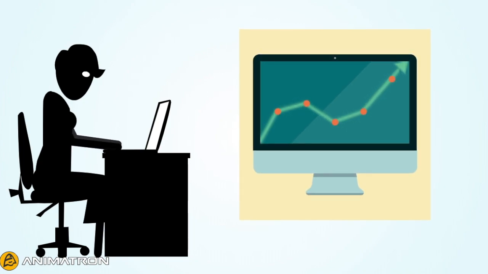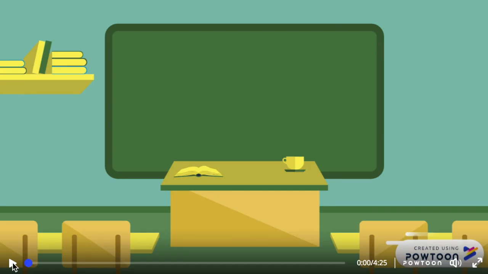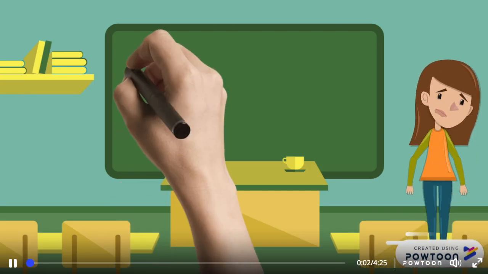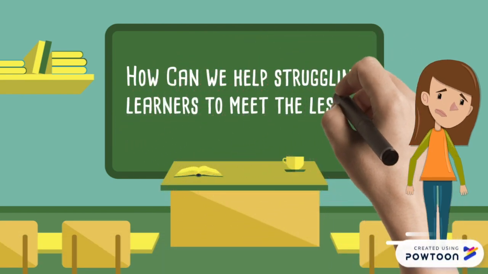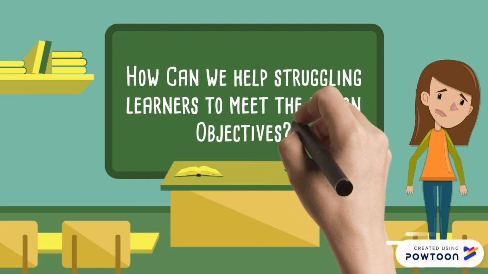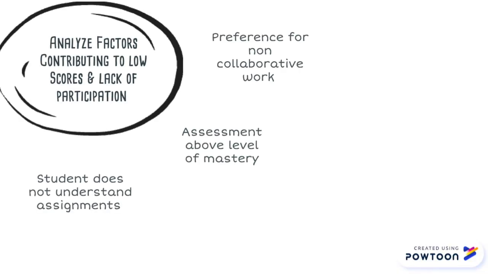Undoubtedly, this worries Mrs. Vaughn, and so she continues to do her research and data analysis to figure out how best she can support these learners. This is similar to a situation most of us face in the classroom. The first thing we need to do when we notice our students are failing is to do a data analysis. Now, a number of things might contribute to this lack of participation and low scores, as outlined here.